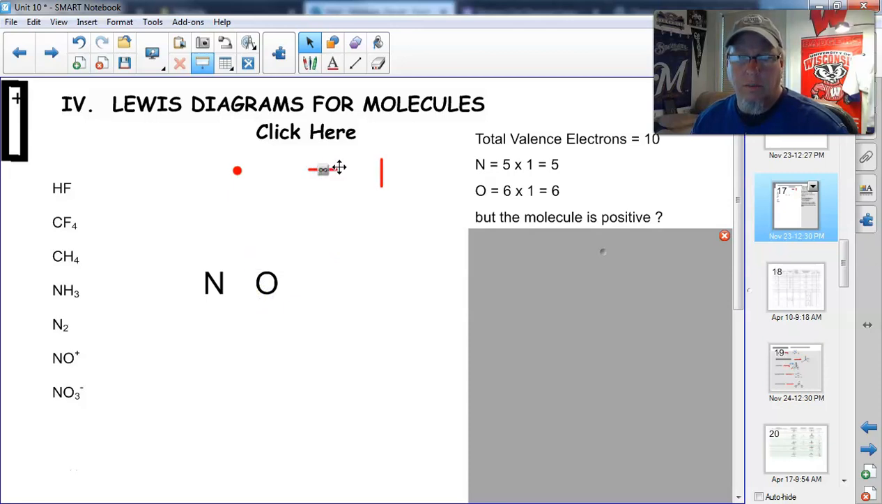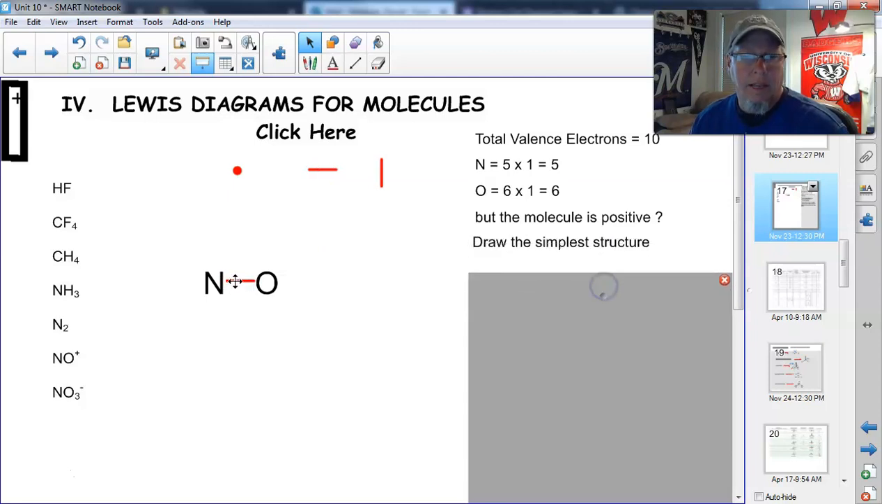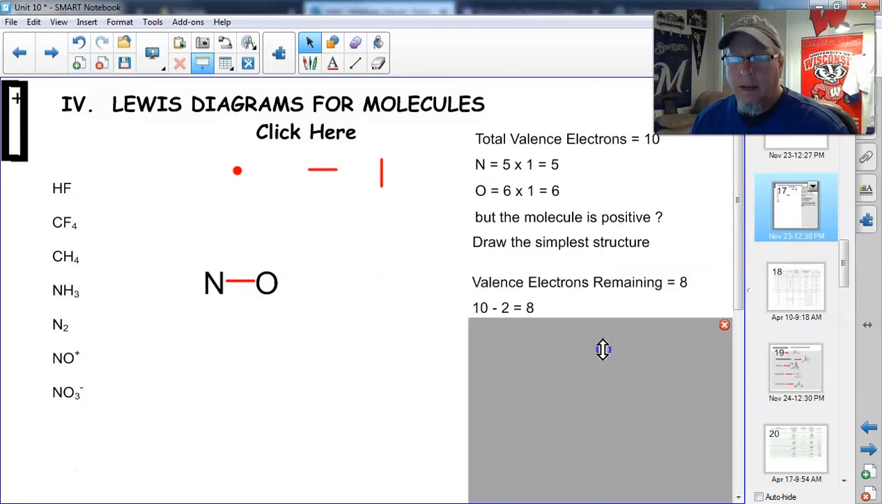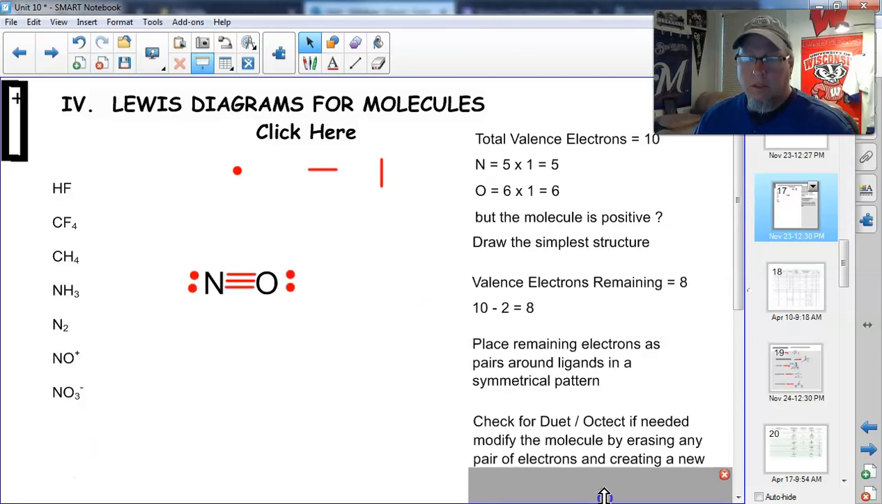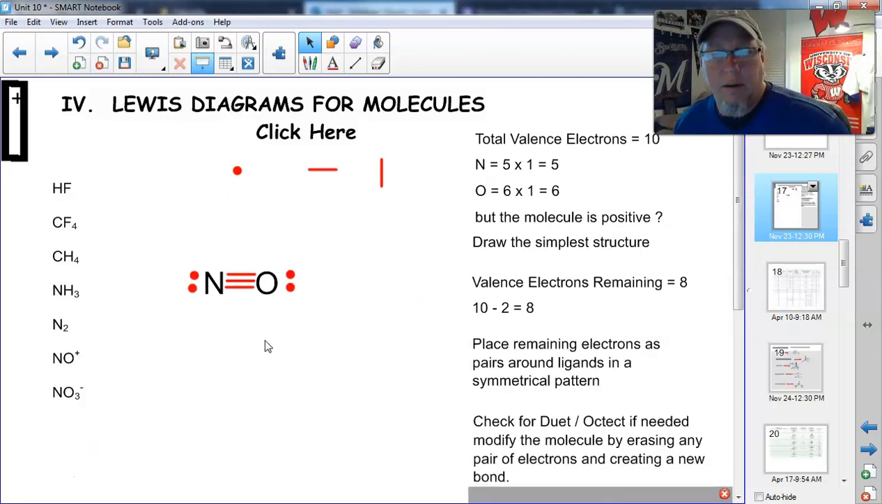draw the simplest, most tentative structure that I can between them, I'm actually going to have 1 bond, and when I count the remaining electrons, I'm going to have 8. I'm just going to skip and go right to that point. So there you go, I just kind of skipped to the end product because it's exactly like N2, it's just that there's an O instead of an N here.